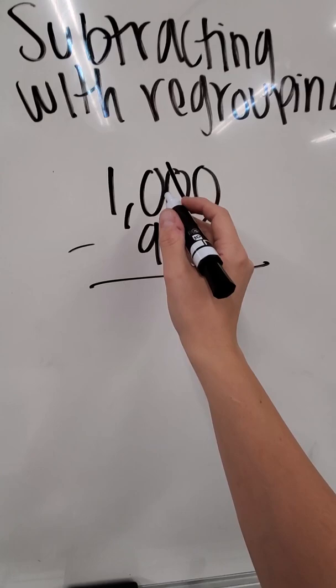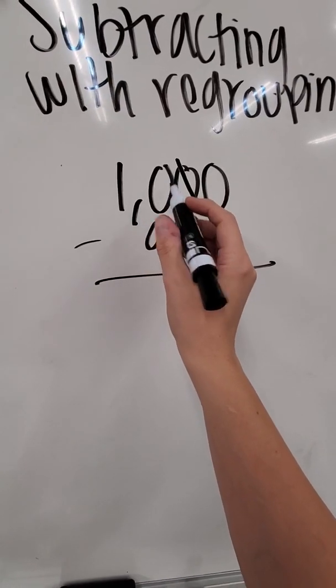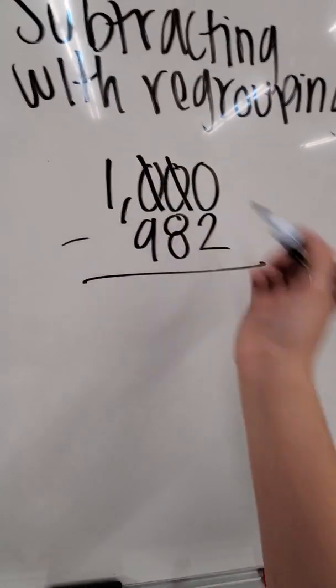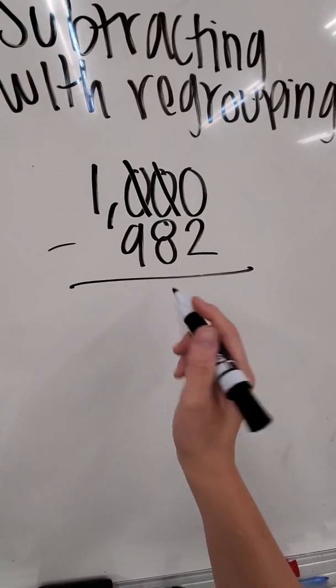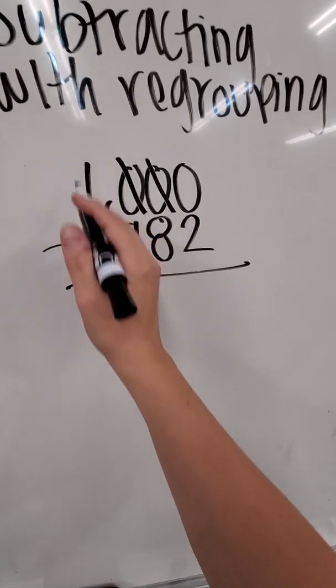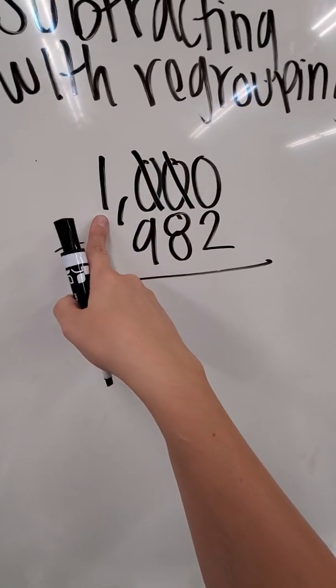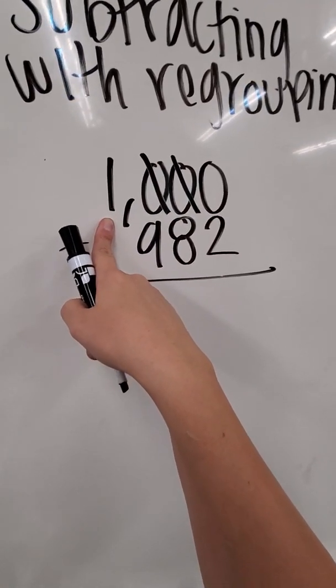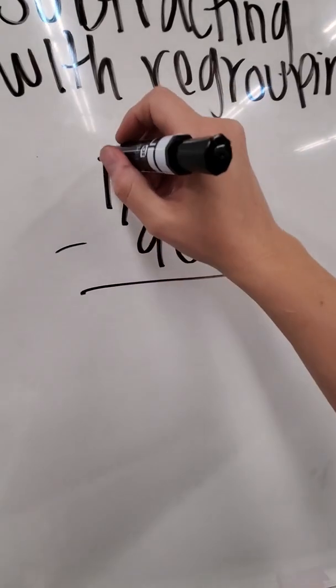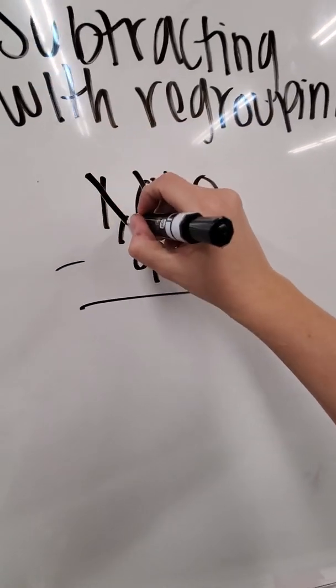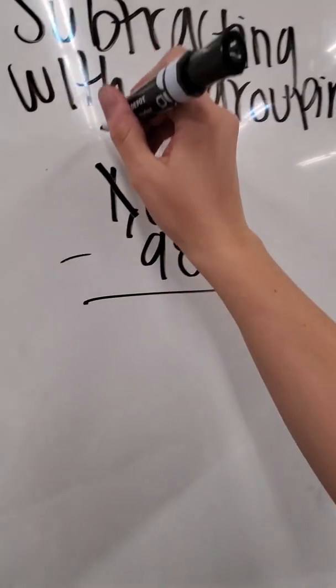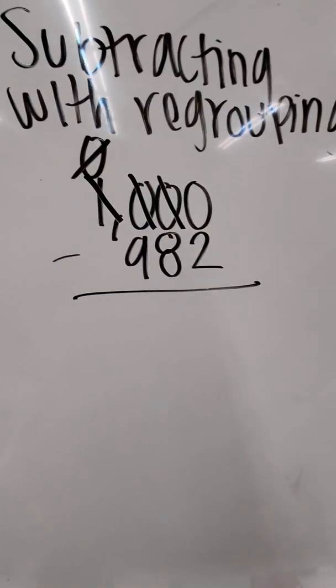Now I have to go to my hundreds neighbor and see if they have anything that I can take away from them. And they don't. They have nothing there. So now I'm going to have to make the trip all the way to my thousands friend and see if they have anything. And I see they have 1,000 items that I can take away or use for myself. So I'm going to take that 1,000 away, and now they have nothing.